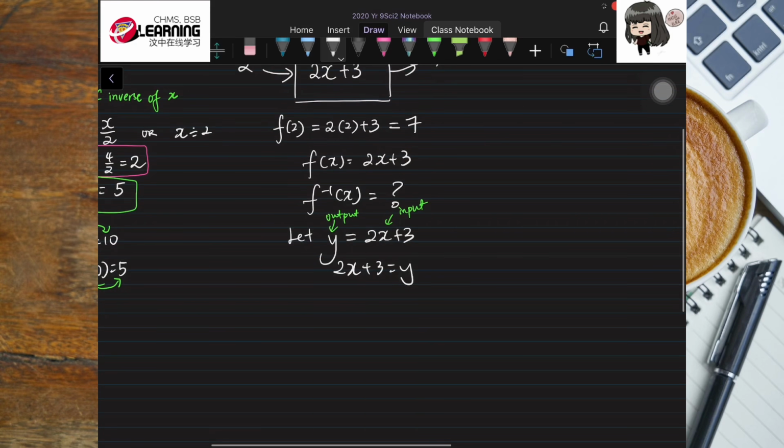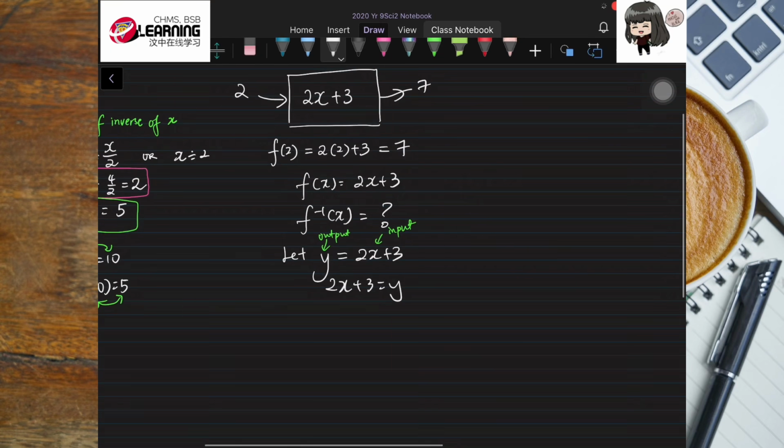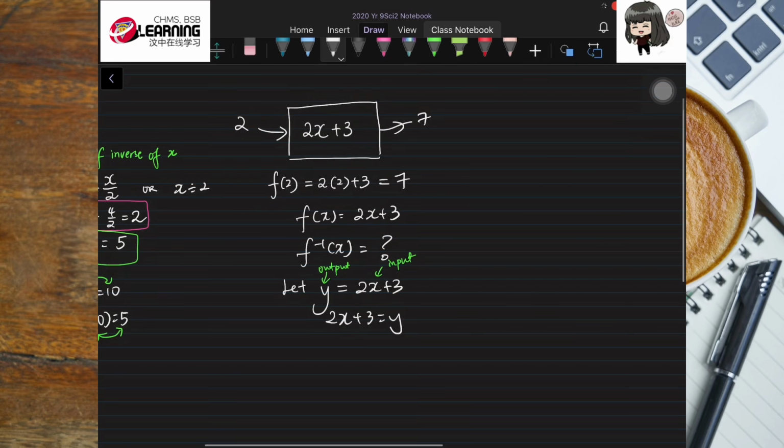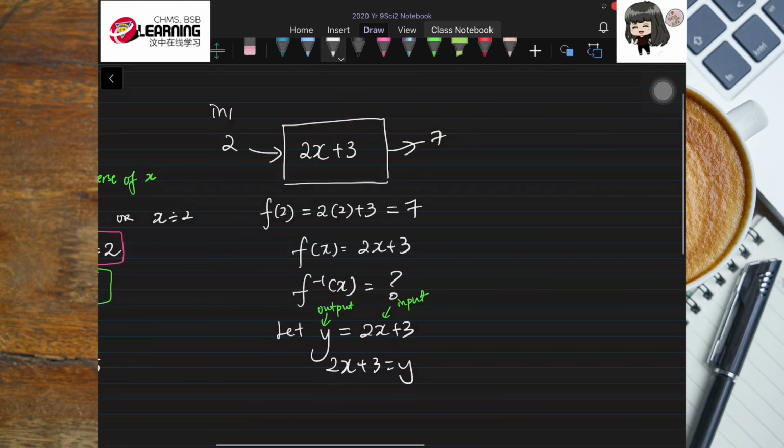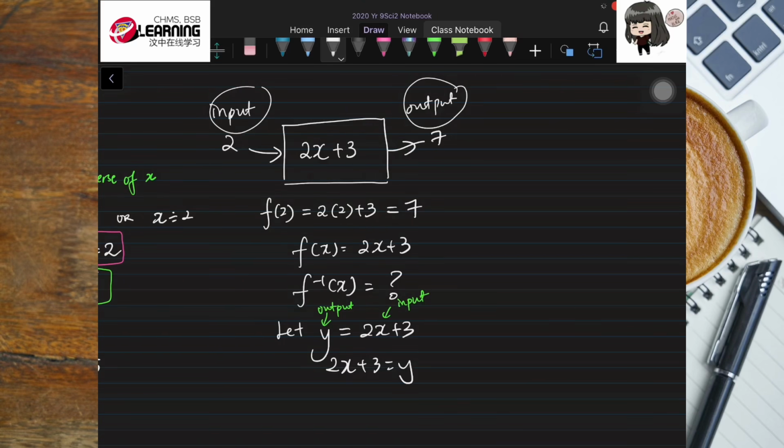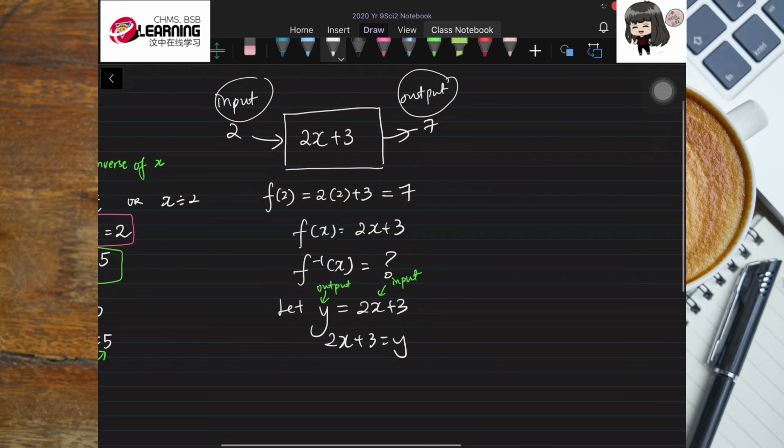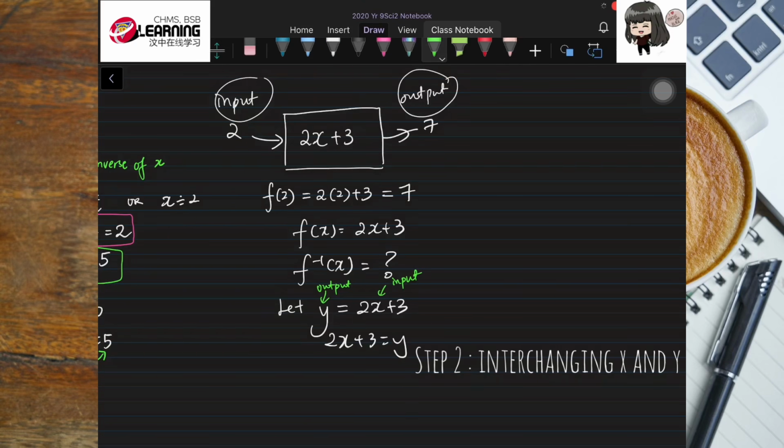Your next step is to switch or interchange your x and y. Your x will become y and your y will become x. Why? Because now our input will become our output, and your output will become your input. It's changing the other way around again because it's a reverse. So you change your input to your output and your output becomes your input, right? So swapping x and y, it will become 2y plus 3 equals x.